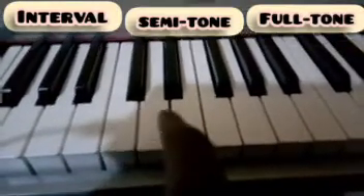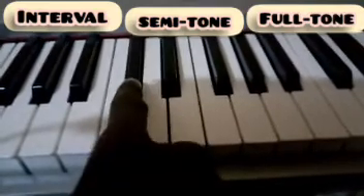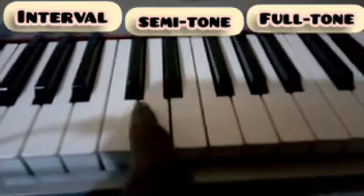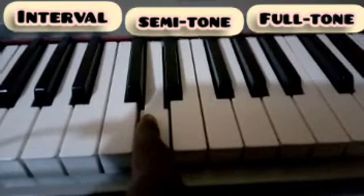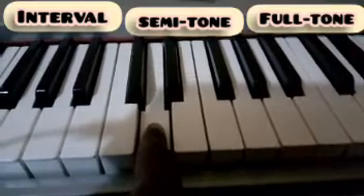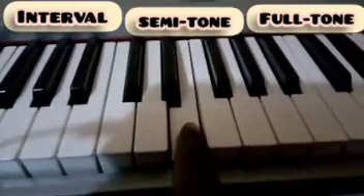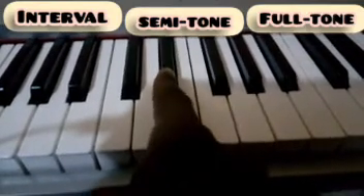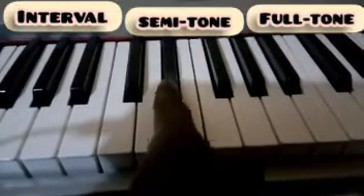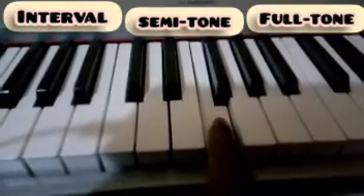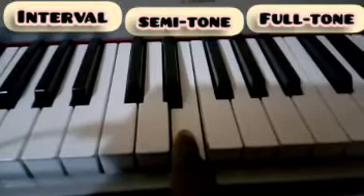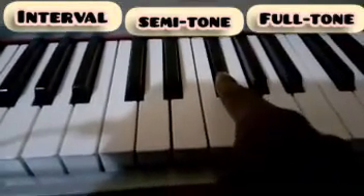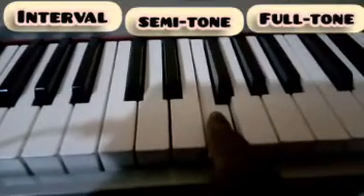Okay, now moving from C sharp to D sharp also is a full tone, because this one is dividing them. Moving from D to E is a full tone, because this one is dividing them. Moving from D sharp to F is a full tone. Why? Because this is dividing them. Moving from E to F sharp is a full tone. Why? Because this one is dividing them.